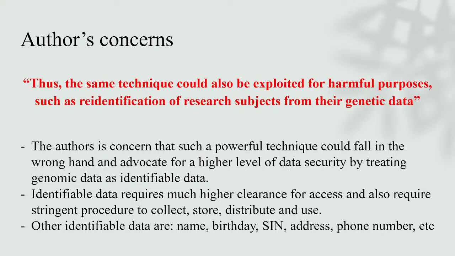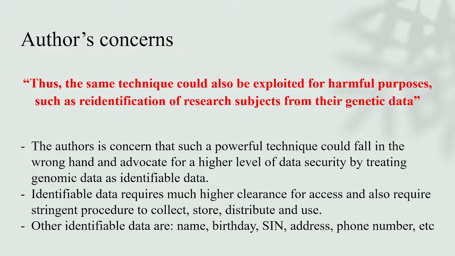You can go through surgery, like plastic surgery, to look completely different, or even switch your gender, but your genetic data stays the same throughout your life. More importantly, they can also find your relatives, and that could even be more significant than finding yourself. So very, very concerning, that such a powerful technique could fall into the wrong hands. So they advocate for a high level of data security by treating genomic data as identifiable data.